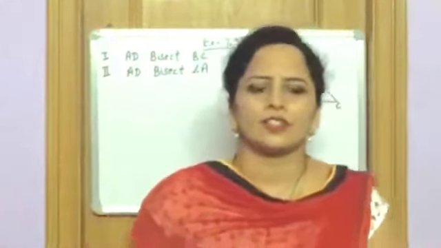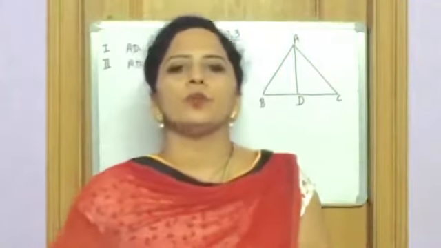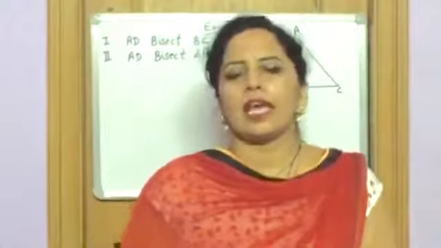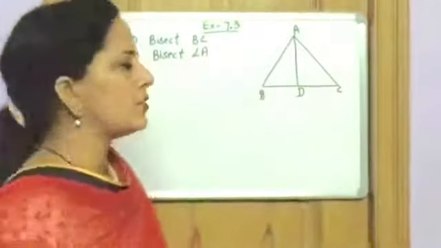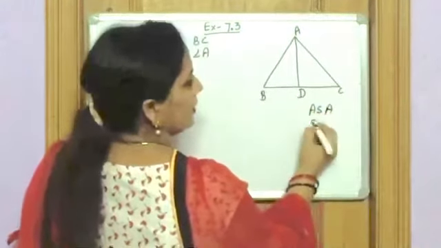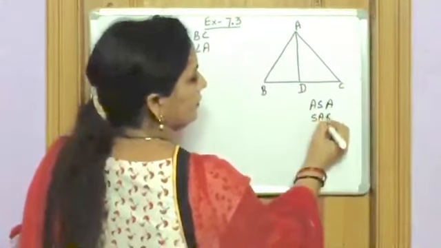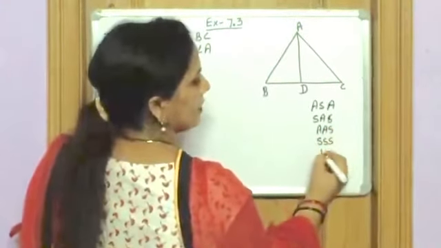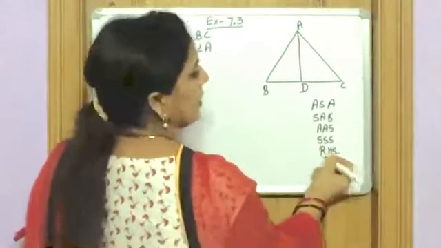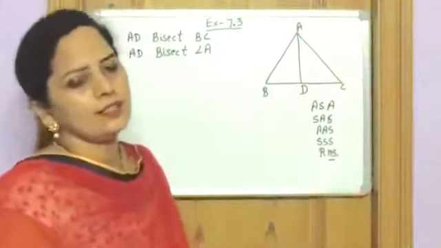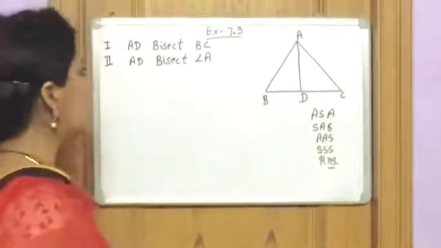Hello students, today we will do exercise 7.3 in which we will do questions which are totally based on the congruency rules. As you know, the 5 congruency rules are angle, side, angle; side, angle, side; angle, angle, side; all the sides; and the last one is RHS, that means right angle, hypotenuse and a side. So let's start our exercise.